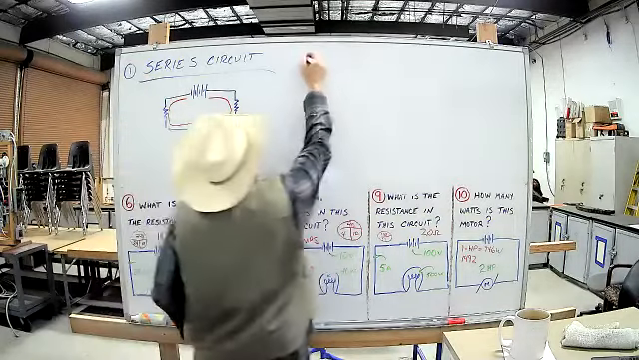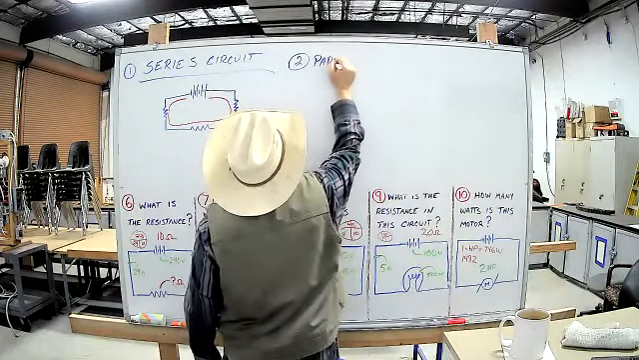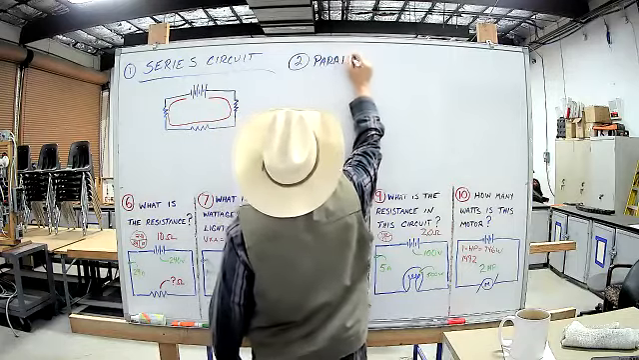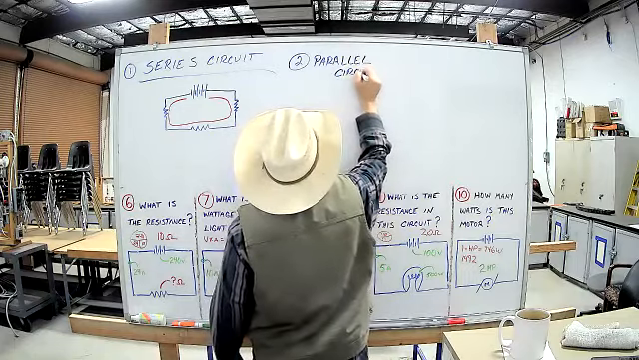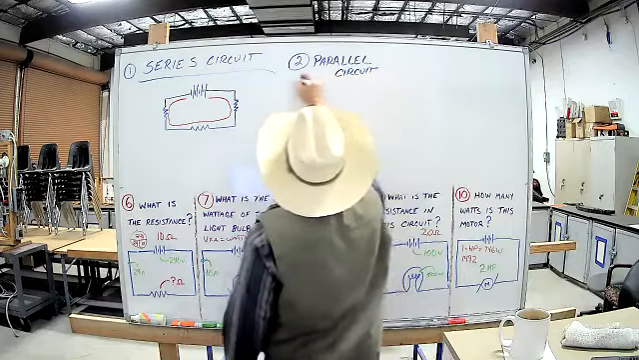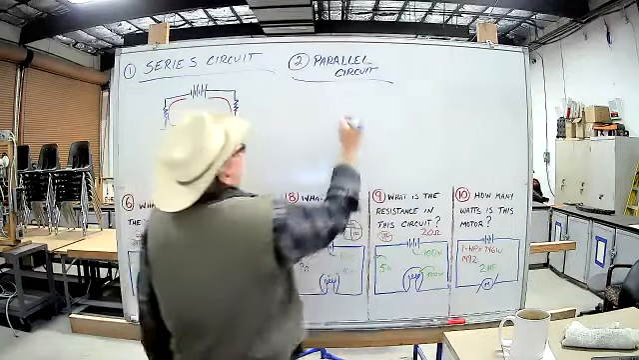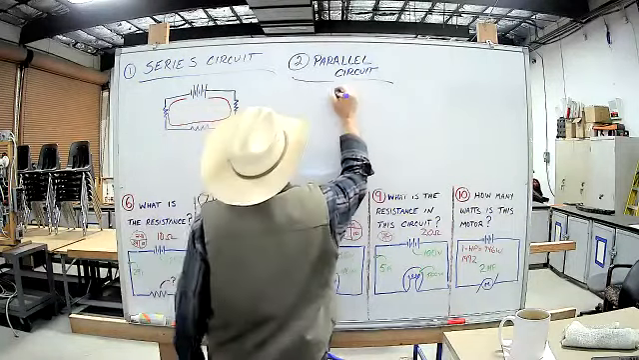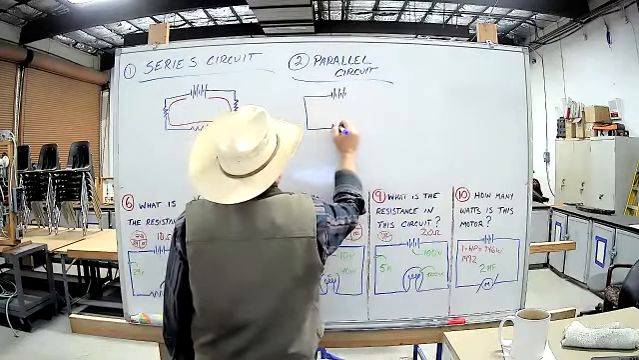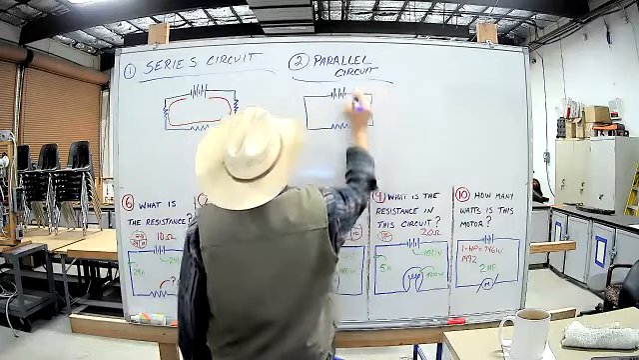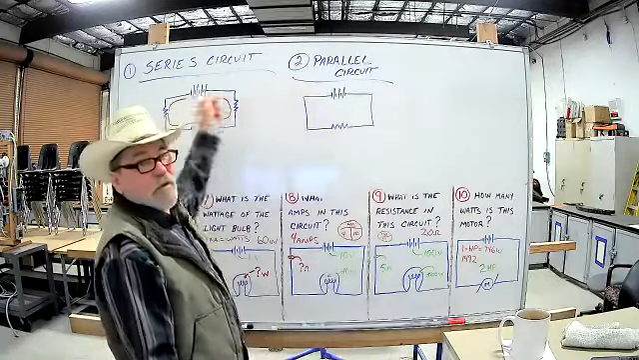And number 2 is going to be a parallel circuit. Now, a parallel circuit is similar in that every circuit has to have a voltage source. There's our voltage source again, the battery. Come around. Guess what? Is that a parallel circuit? No. It's a series circuit. It's like this one.